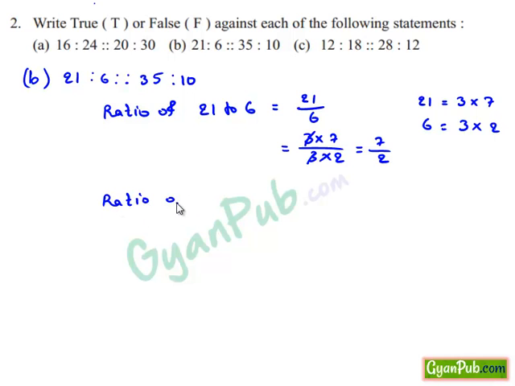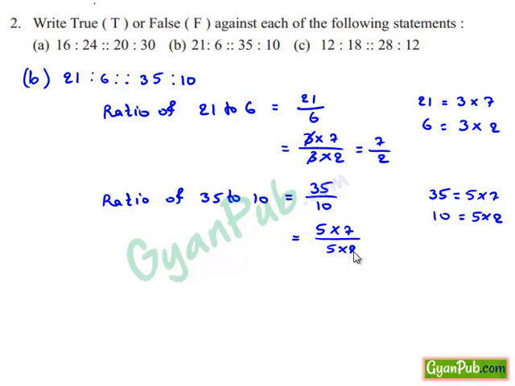Similarly, the ratio of 35 to 10 is equal to 35 upon 10, and we know that 35 can be written as 5 times 7 and 10 can be written as 5 times 2. So by rewriting the given fraction, we get 5 times 7 upon 5 times 2, and 5 in the numerator and 5 in the denominator gets cancelled, which gives the ratio of 35 to 10 as 7 upon 2.